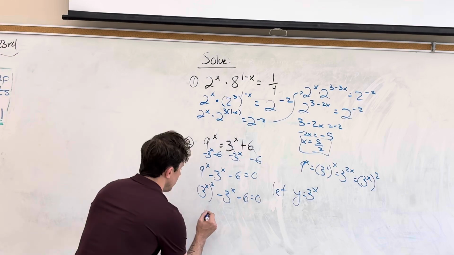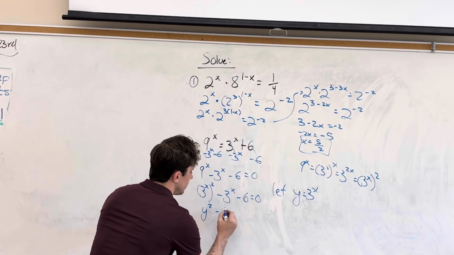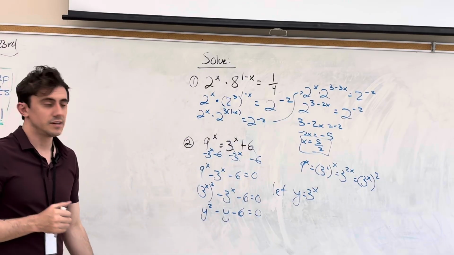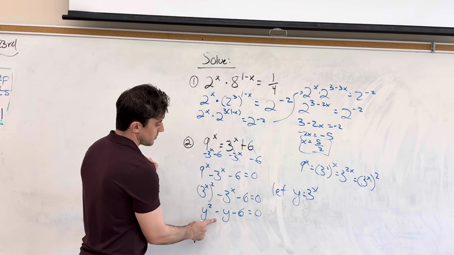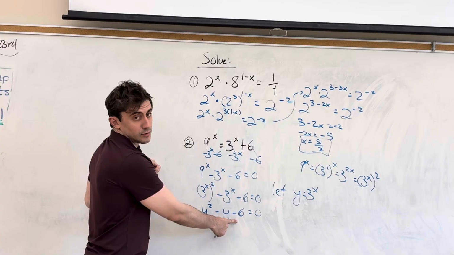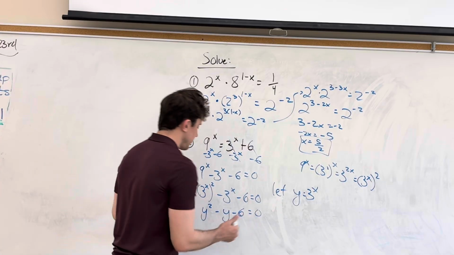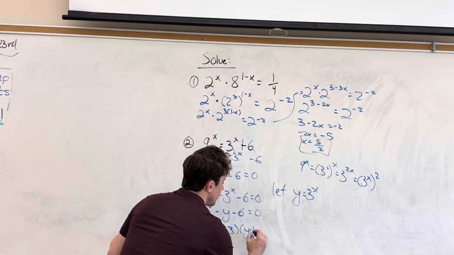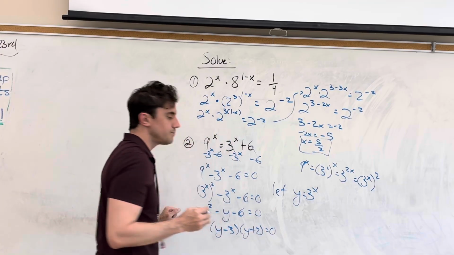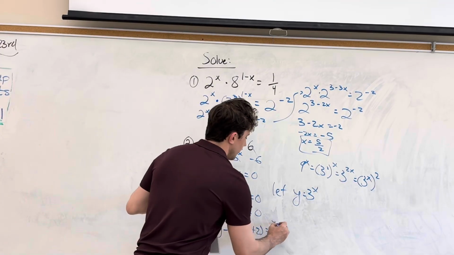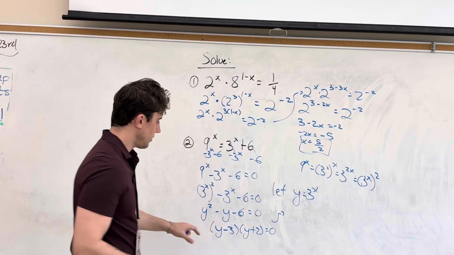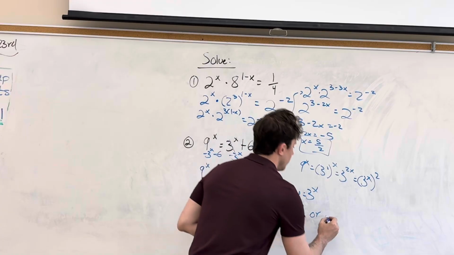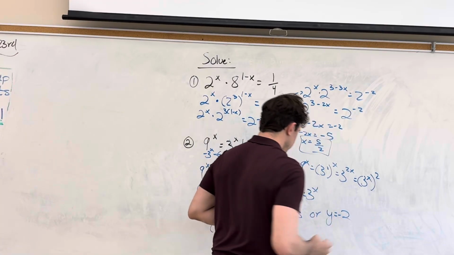We'll have y squared minus y minus 6 is equal to 0, right? And that's simple enough. We can factor this, what adds to make negative 1, and simultaneously multiplies to make negative 6. You know that's y minus 3 times y plus 2 is being equal to 0. And that means that our solutions are y is equal to 3 or y is equal to negative 2, right?